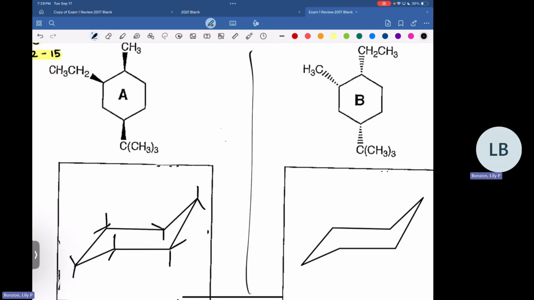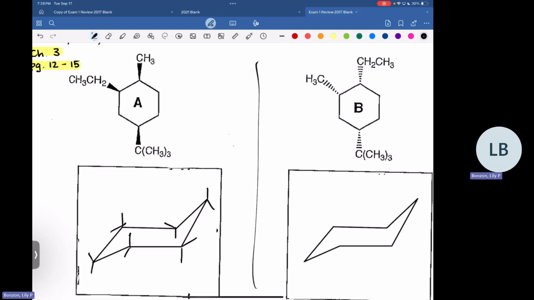So I'm just going to look at A for now. The most stable chair conformation is going to be when you have the biggest group in equatorial positions. So our biggest group here is going to be this C(CH3)3, like a t-butyl group. This is just a methyl, and this is just an ethyl. So this is going to be our big group here. I'm just going to start by throwing that one on an equatorial position.